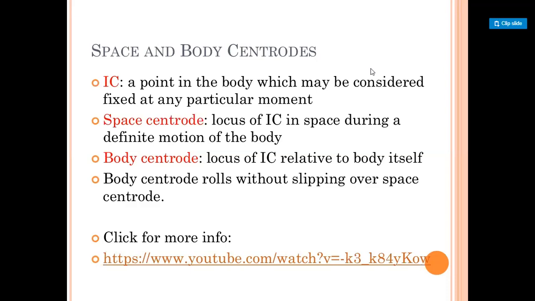The second one is the space centroid. The locus of the instantaneous center in space during a definite motion of the body is called the space centroid, and the body centroid is the locus of the instantaneous center relative to the body itself. So when we find the instantaneous centers, some instantaneous centers we can find on the body of the mechanism, and some instantaneous centers are over the mechanisms.